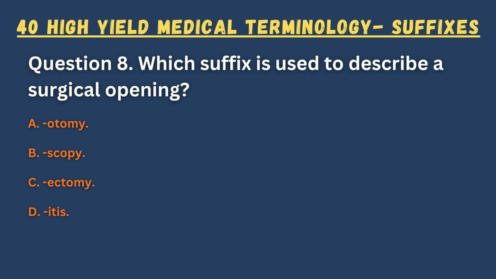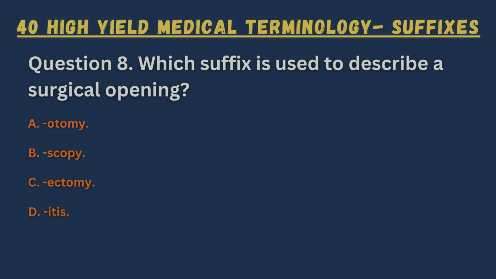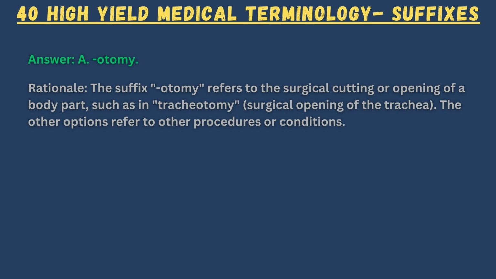Question 8. Which suffix is used to describe a surgical opening? A. Otomy. B. Scopy. C. Ectomy. D. Itis. Answer: A. Otomy. Rationale: the suffix otomy refers to the surgical cutting or opening of a body part, such as in tracheotomy, surgical opening of the trachea. The other options refer to other procedures or conditions.